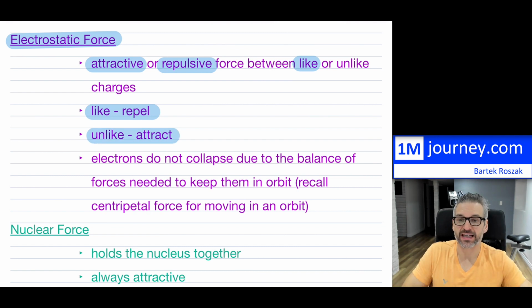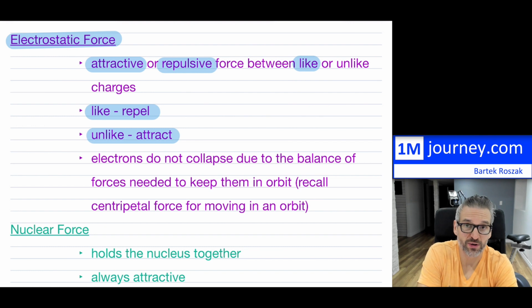Now, regarding the electrons, this is very interesting because it's a good question to ask. If we have these things, the electrons and the protons which are inside, why in the world aren't the electrons, if you have this electrostatic force, collapsing into the nucleus?